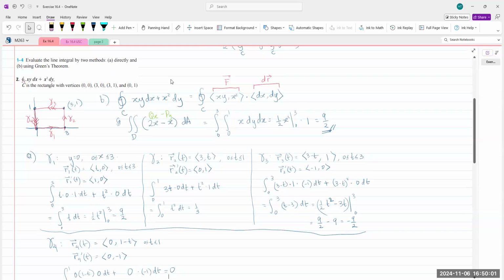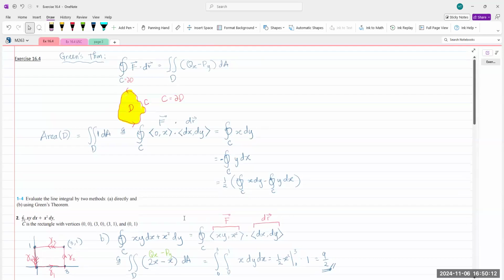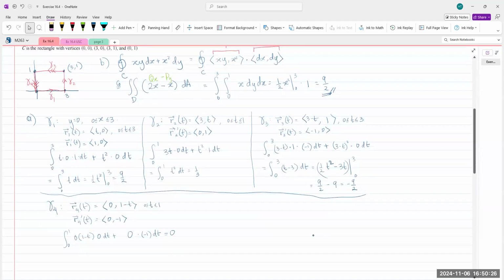Did I make a mistake with my computation? Q sub x minus p sub y. That's x. Let me show you first what makes me think something is wrong.